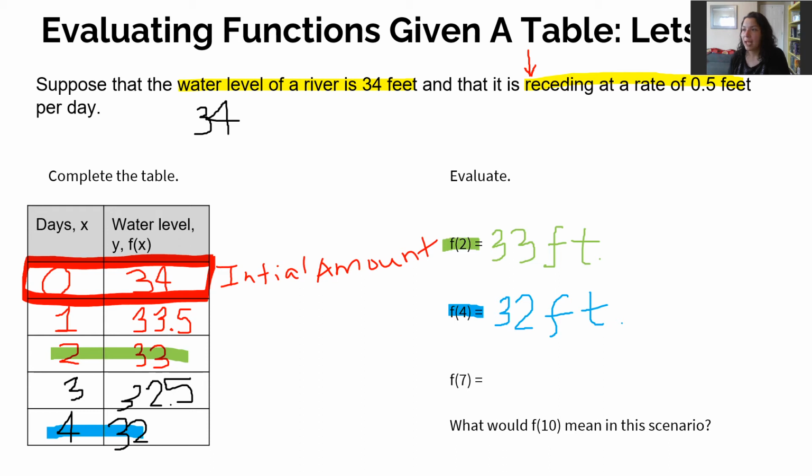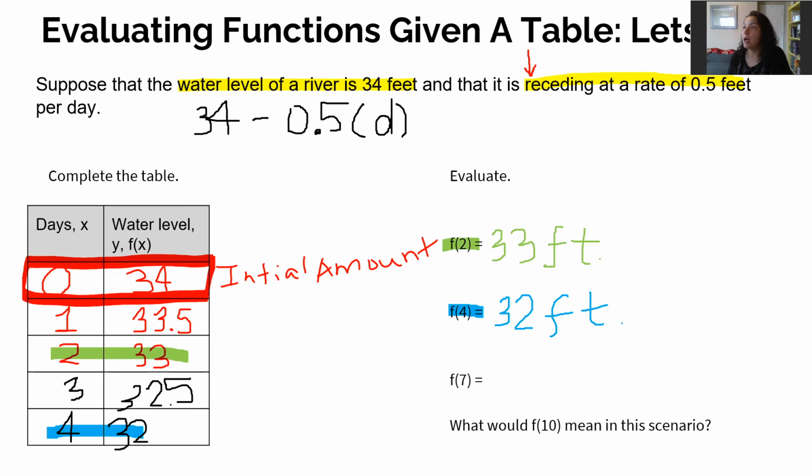and each time, every day, we're subtracting our 0.5, which I'll put as 0.5, just so that I don't forget that there's this little decimal there. We're taking off half a foot every day. So over here, I'll put D, just so that you don't forget, that's D for days.